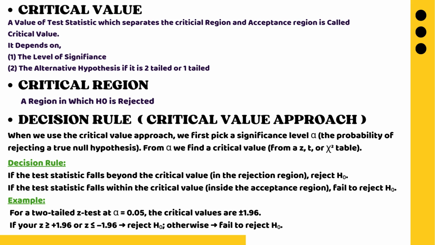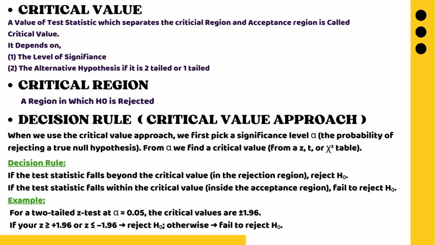Let's see what is critical value. It is the value of test statistic which separates critical region and acceptance region. It depends on first, value of alpha, and second, if the alternative hypothesis is two-tailed or one-tailed. Critical region. This is like a danger zone. If your test statistic lands in this region, you reject H naught.